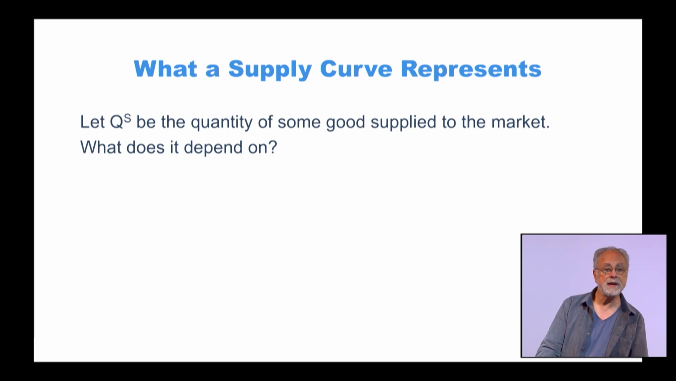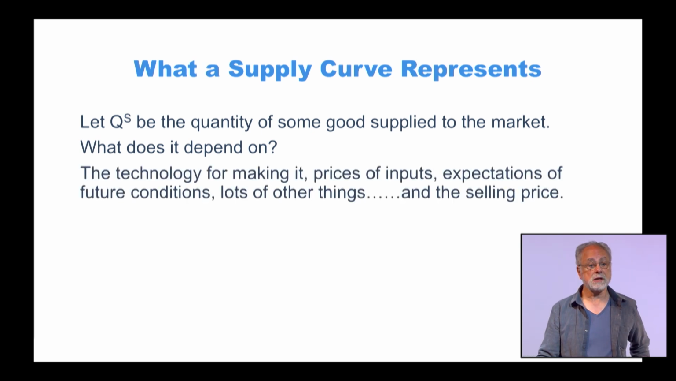What does it depend on? Well, it depends on a lot of things. It depends on how you make the good in question. If it's a car, for instance, it depends on how assembly lines are set up, how quickly they operate, and how much labor it takes. It depends on the prices of the things you need to produce it. If it's a car, what's the price of labor? What about all the materials that go into the car? How much do they cost?